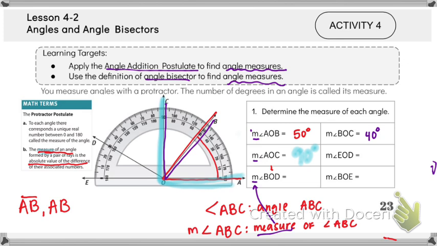Okay? So I want you to take a look at that. Look at this picture right here. You have this angle right here. And then you have this angle right here.